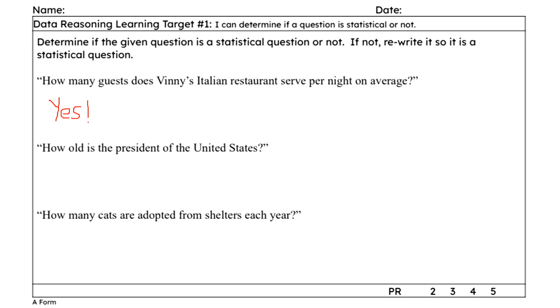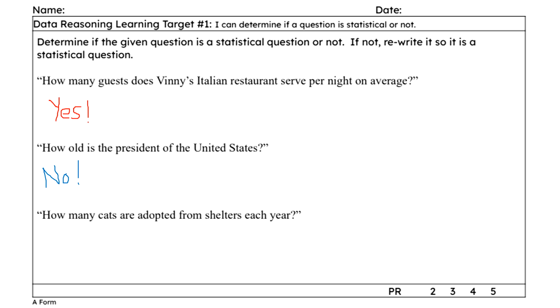The next one says, how old is the President of the United States? That one is not a statistical question. That's because right now you could Google how old is the president and Google's going to tell you one answer. There is just one set answer for that. Now you could change it. This problem wants you to rewrite it so that it is a statistical question if it's not.